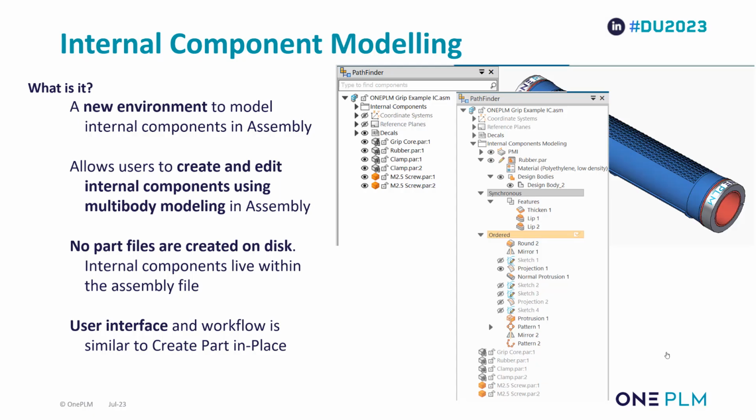So the other thing that we've got with internal components is internal component modeling. This is a new environment where we can model internal components in assembly. It allows users to create and edit internal components using multi-body modeling in the assembly. No part files are created unless you choose to go and create those afterwards, as these live within the assembly profile. The workflow that we do for this is very similar to create part in place.